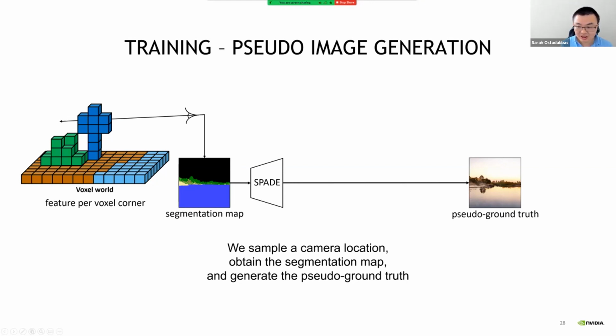So this is sky to sky, ocean to ocean. You generate something we call a pseudo-image. So this is not a real image. It's generated by SPADE, but it better matches the segmentation mask here.